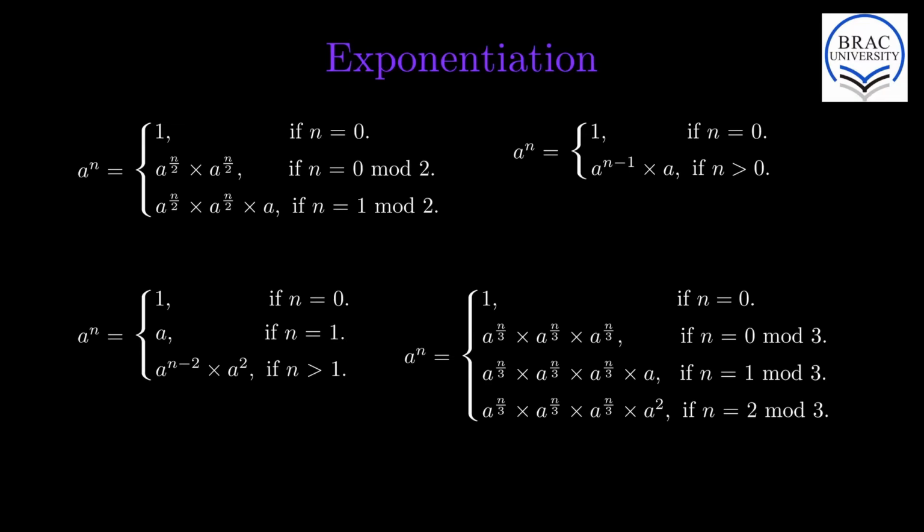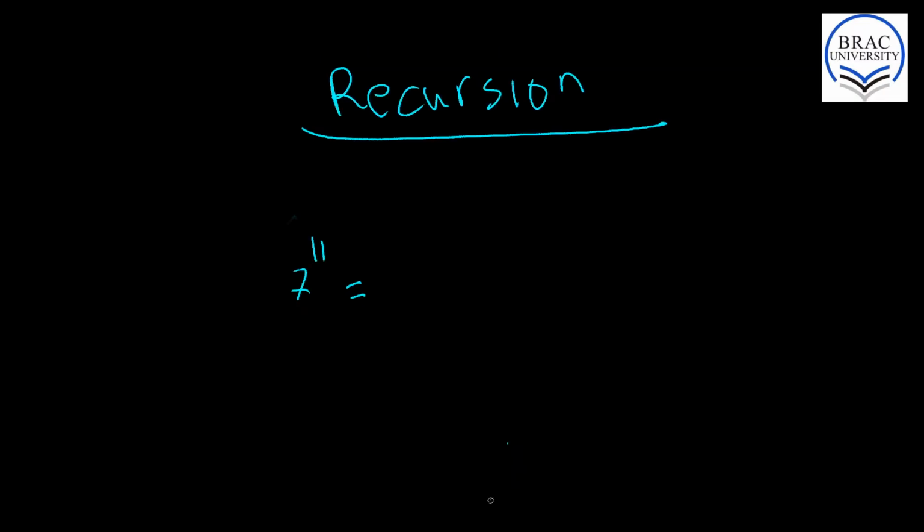Okay, so let's go to Corel. 7 to the power 11. We want to calculate this value using that approach. The recursive relationship is like this: a to the power n is a to the power n minus 1 into a when n is greater than 0. If n equals 0, then we just return 1.